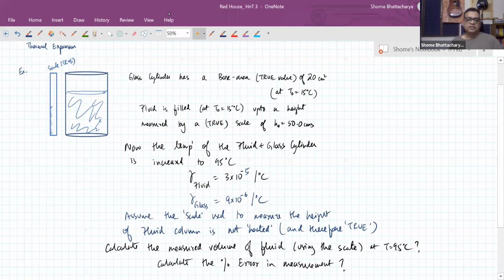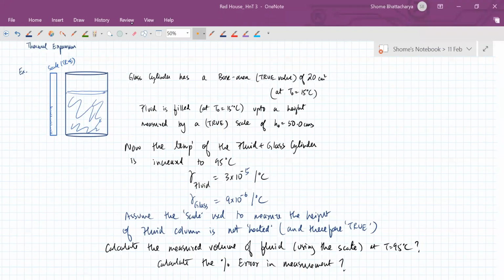So let's begin by trying this question out. Try to understand that the glass is expanding along with the fluid, but the scale that we are using to measure the height of the liquid column is not expanding, because we've kept that at the original temperature and it's true. So therefore the error in measurement is going to come only because the base area is expanded.